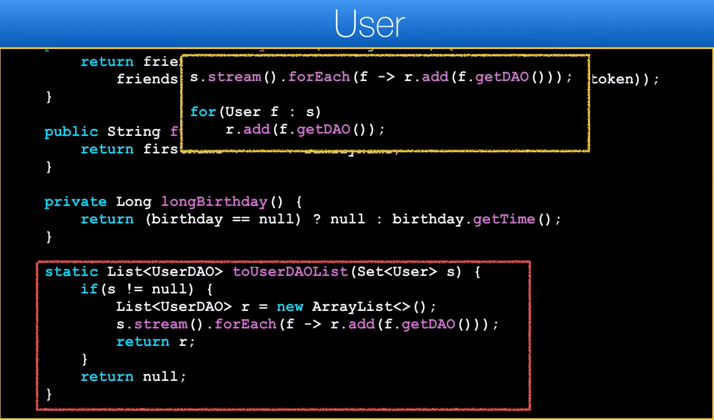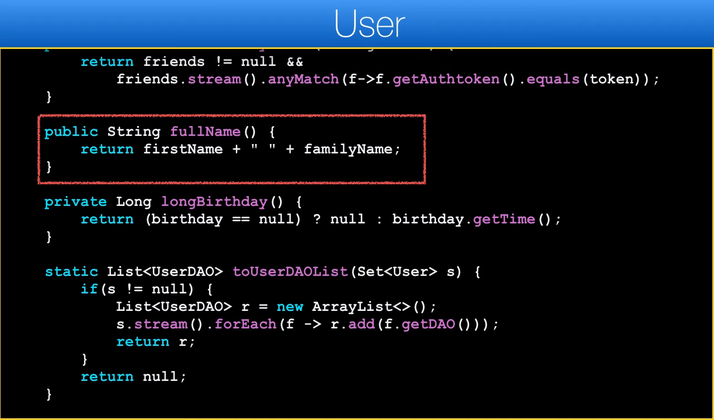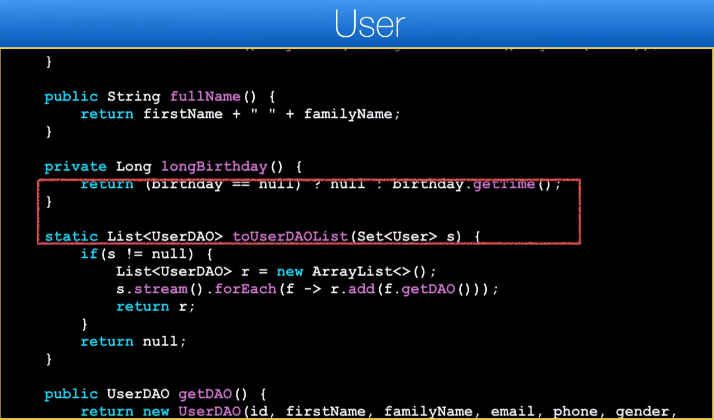This method handles conversion of lists of users to list of user DAO. This is a common practice as we get a lot of those. We'll use the full name a lot in the code, so it makes sense to have this as a helper method. The birthday can be null, so we need to check before converting to a long value.